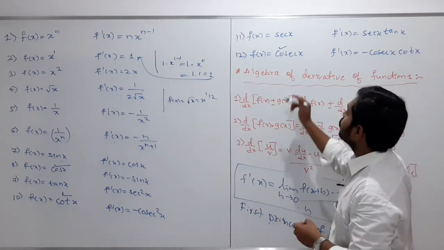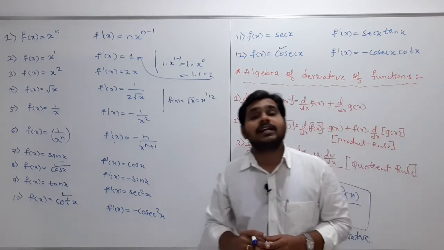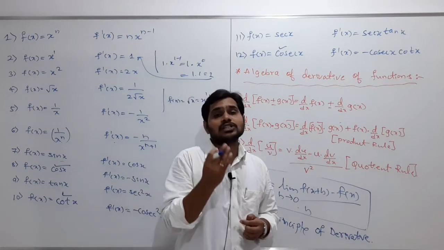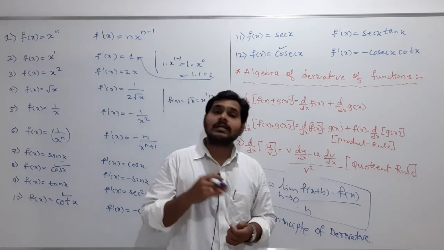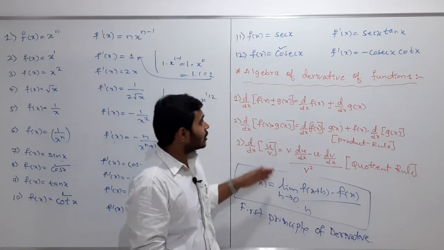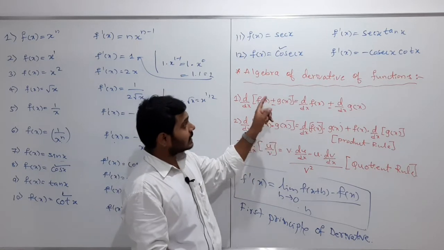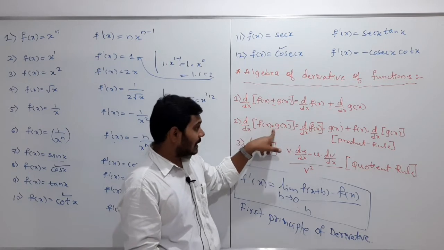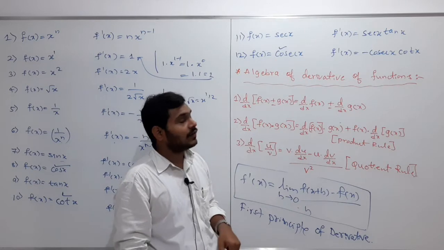And next we'll move to the next concept, that is algebra of derivative of functions. So algebra of derivative of functions means what? Algebra means, as I told earlier, how to apply the operations we used in different cases. In complex numbers also we discussed how to add two complex numbers. Like that here also, how to add the derivatives of two functions, subtraction, multiplication and division. So this is what we study under the algebra of derivative of functions.